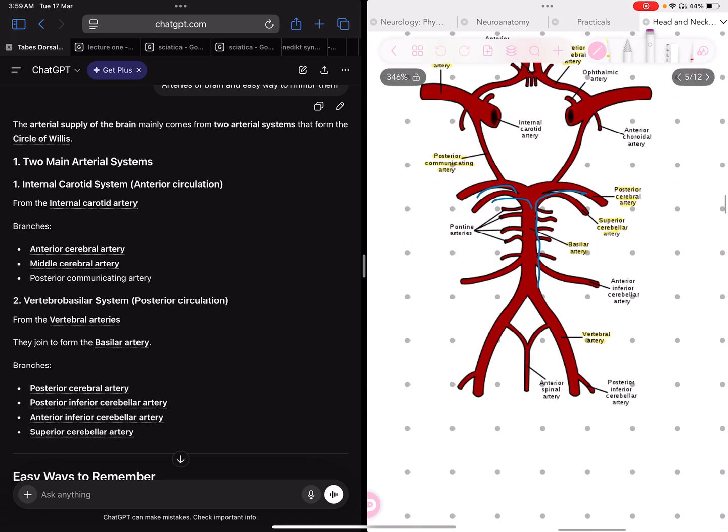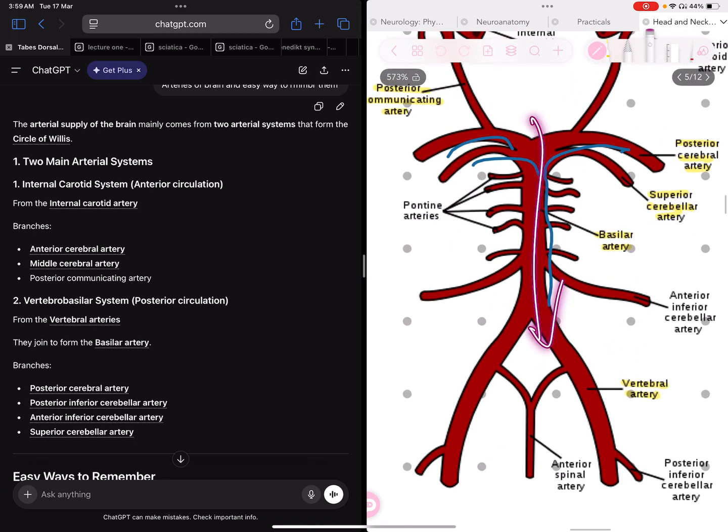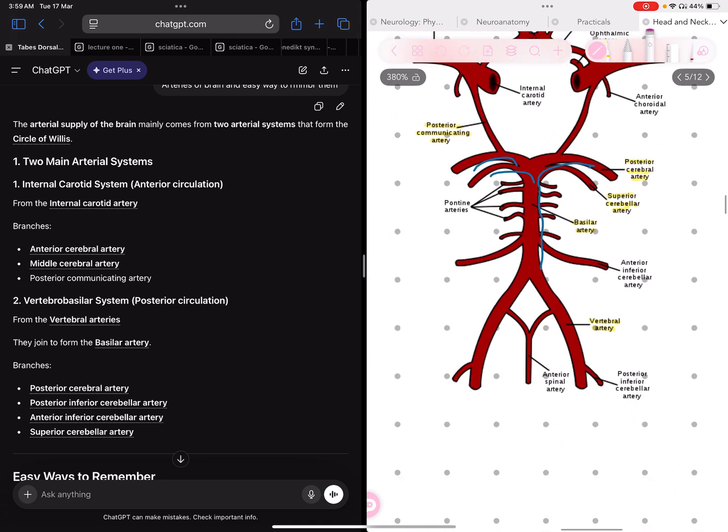Easy. When you talk about the posterior aspect of the circle of Willis, it is formed by the vertebral basilar arteries, right? And particularly, these are the vertebral arteries which arise from the first part of the subclavian artery. So these are your vertebral arteries. The vertebral arteries come together to give you a basilar artery, and the basilar artery gives off small pontine arteries, right? So the vertebral arteries come together to form a basilar artery.